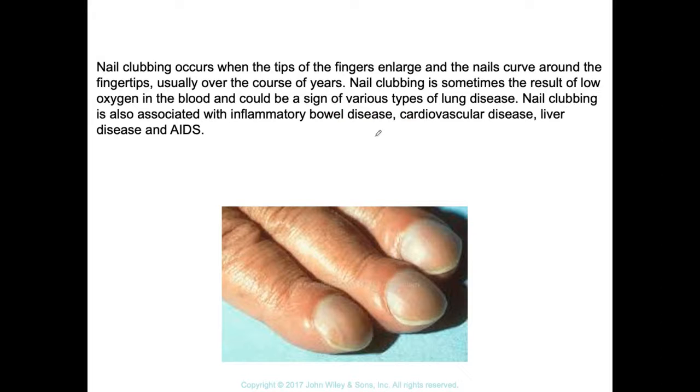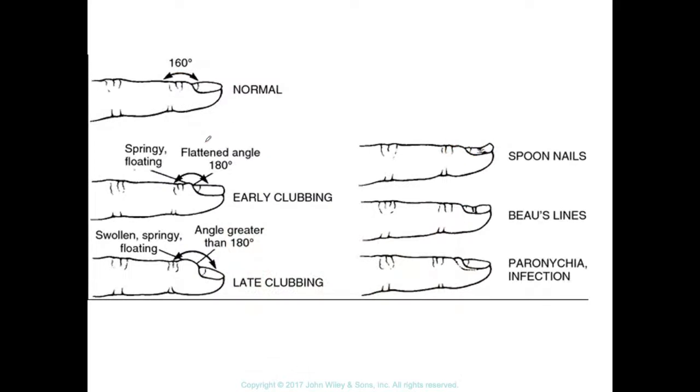Here is a real individual. We can see the clubbing, and we'll see this as a result of poor oxygenation. We'll see it with cardiovascular issues. We'll see it with COPD, people with like emphysema. We could see it with irritable or inflammatory bowel diseases, and even with acquired immune deficiency, with AIDS.